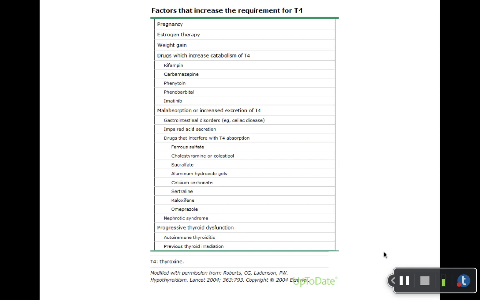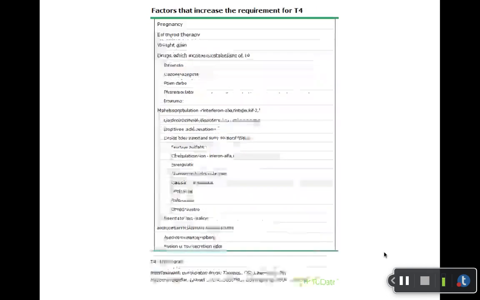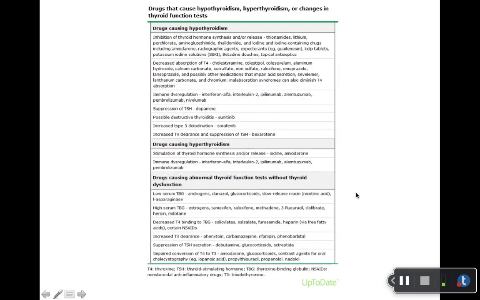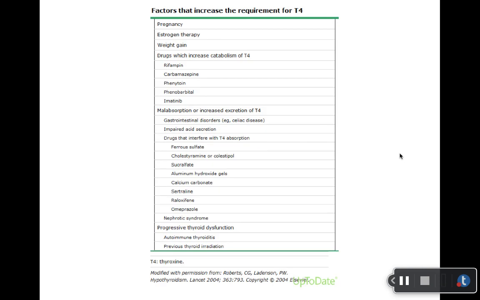Another slide too that, again, I'm not going to make you memorize, but I thought it was important, is that there are factors that increase the requirement for T4, so you'll notice there are some on there. Again, this is an FYI table. Actually, out of these two tables, I think this table is more important for you to make sure you read through.